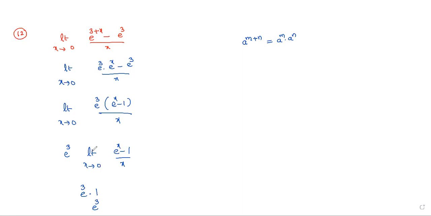E power 3 into limit x tends to 0, e power x minus 1 by x. That is the value 1. Finally, e power 3 into 1, e power 3. Write down.